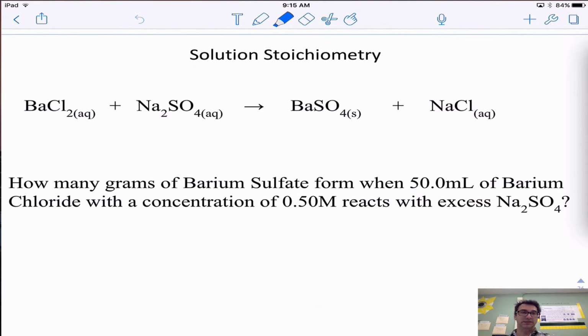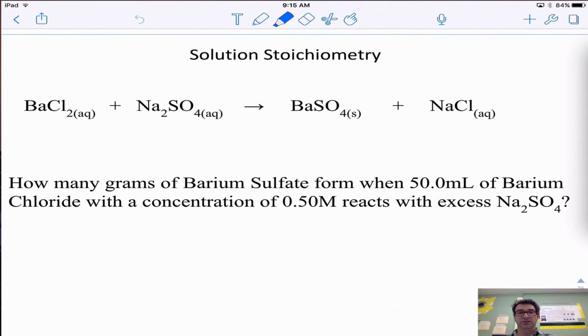So here is solution stoichiometry. Basically, what we're going to do is apply the idea of molarity to a balanced equation, and figure out how many moles of product form given the concentrations. Remember, these reactions are occurring in solution. It makes more sense to look at the reactants as if they are solutions rather than grams. We're mostly dealing with volumes of things and moles.